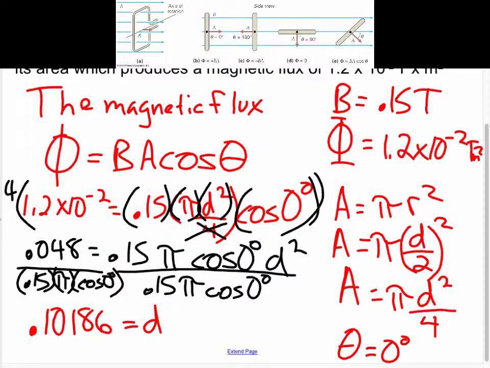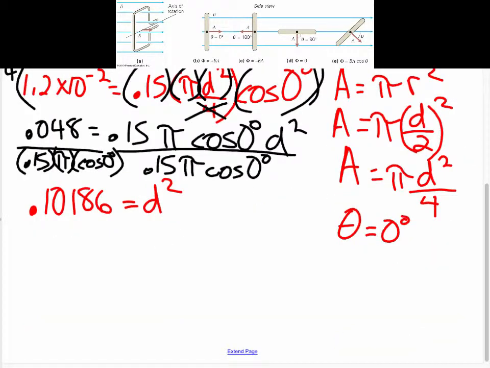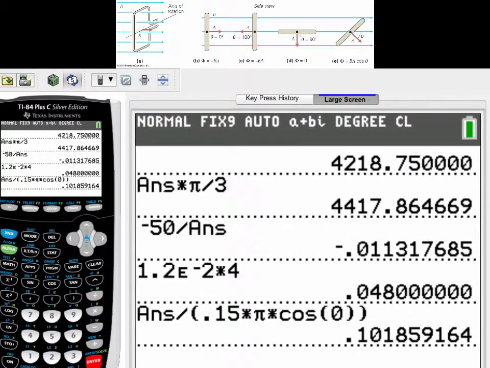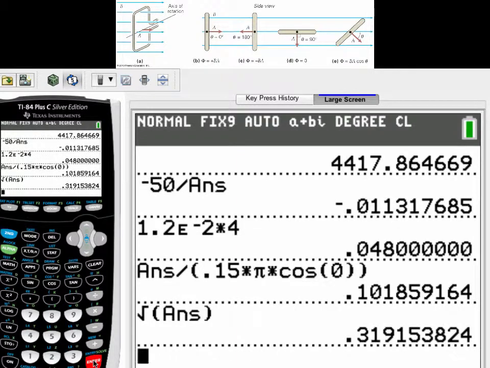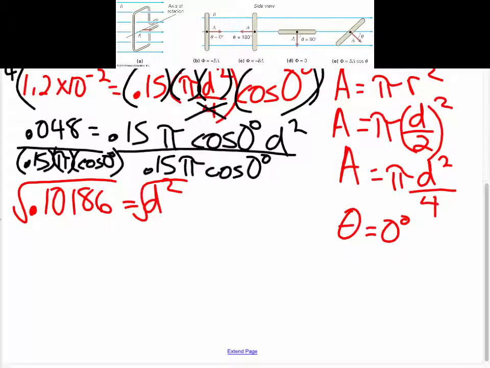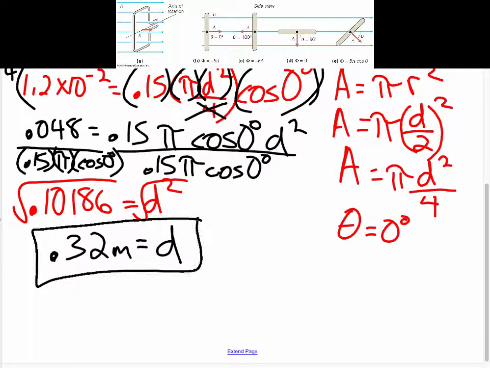That is equal to d squared. And so then we take the square root of both sides. Let's do that on our calculator. And we get 0.32. If I round that up, it's 0.32. And that's the answer in the back of the book.